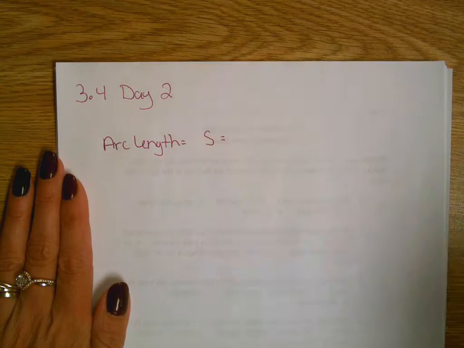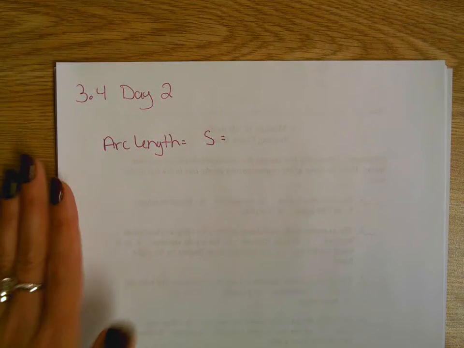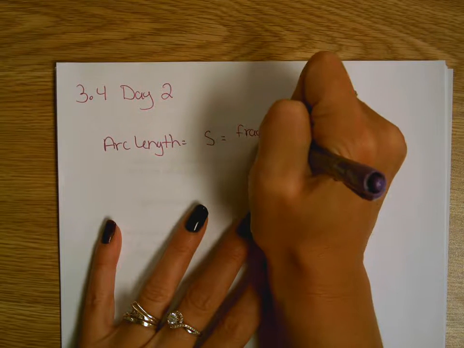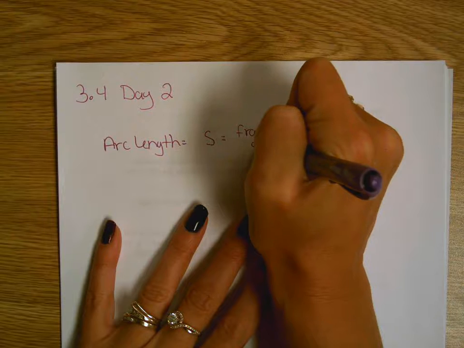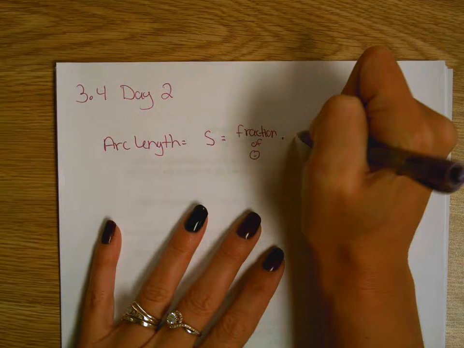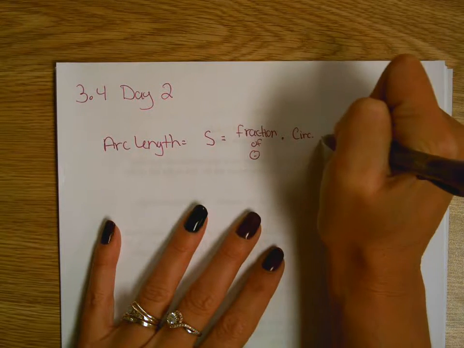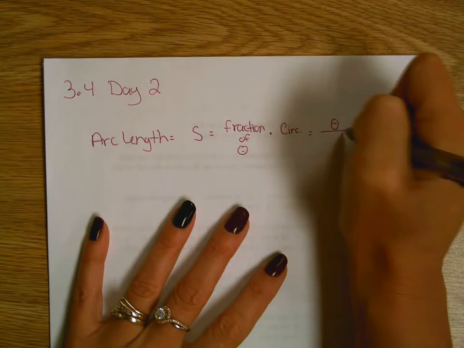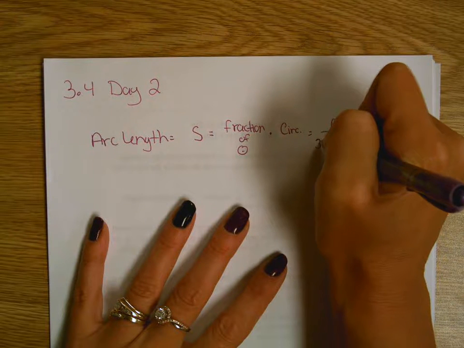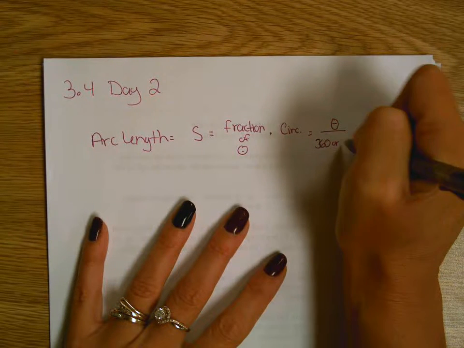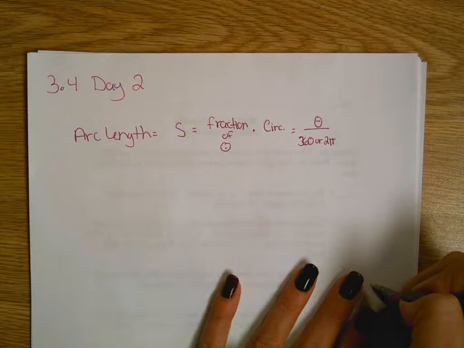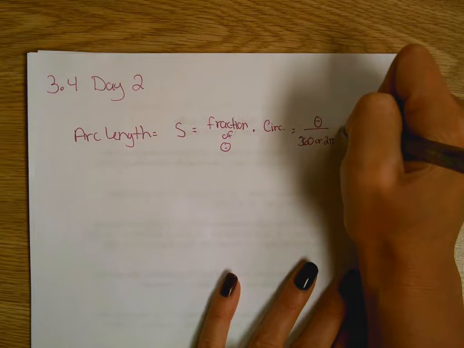And our letter was S. Our idea to get arc length was the fraction of the circle we were using times the circumference. So it was fraction of the circle times circumference. To get the fraction, it was our theta divided by either 360 or 2 pi, whatever matched our angle measure, and then times 2 pi r.